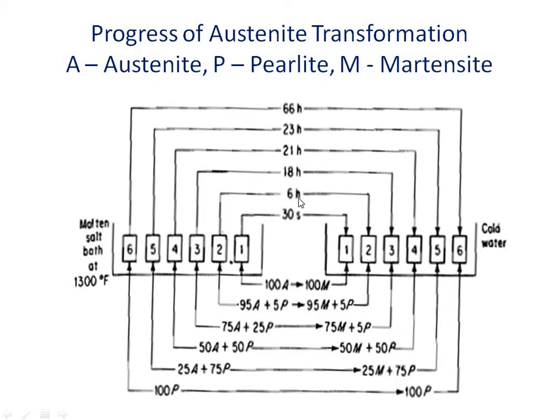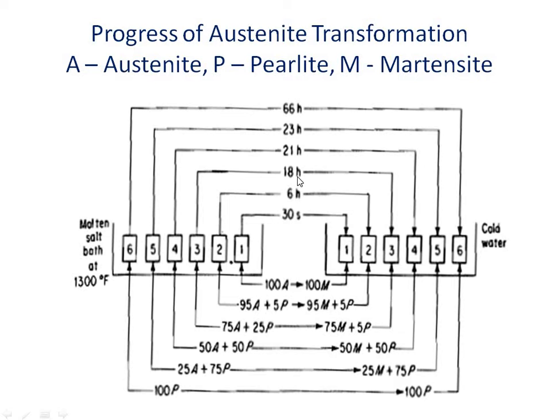Second sample is held at subcritical temperature for 6 hours. After 6 hours, 95% austenite will be transformed to 95% martensite, whereas 5% perlite will remain as it is. It will not change, because though the austenite to perlite transformation takes place at the higher temperature, perlite is a stable phase, so it will remain as it is up to the room temperature. So perlite will remain unchanged after quenching also.